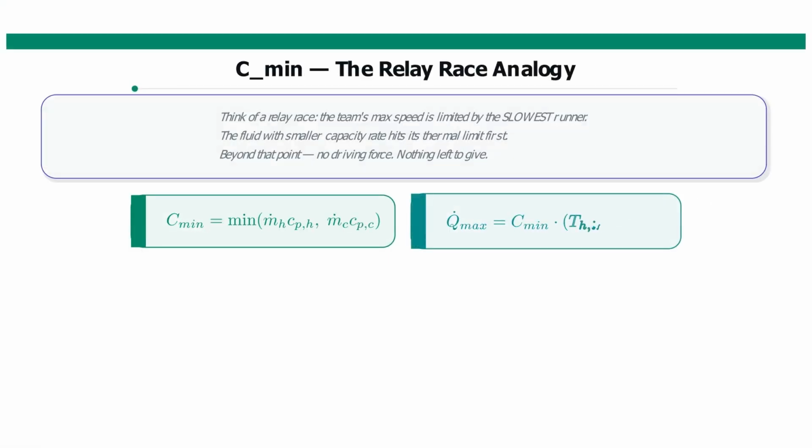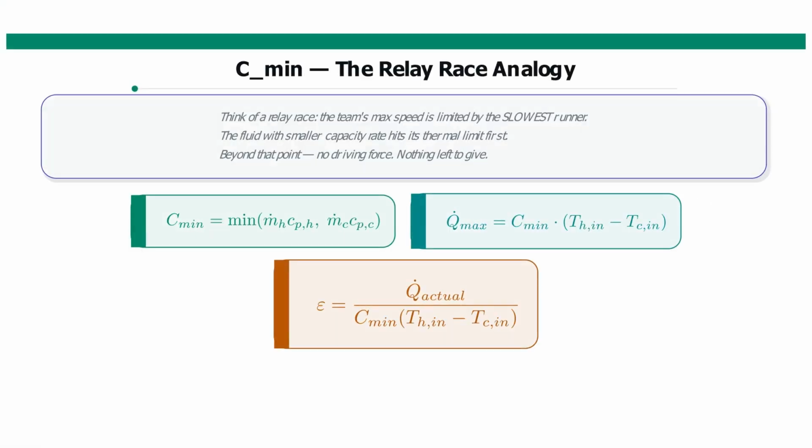Think of it like a relay race. The team's maximum speed is limited by the slowest runner. The fluid with the smaller capacity rate reaches its thermal limit first, and beyond that point, there is no more driving force. The other fluid could accept more heat, but there is nothing left to give. C min equals min of m dot H times CPH, or m dot C times CPC. Q dot max equals C min times TH in minus TC in.